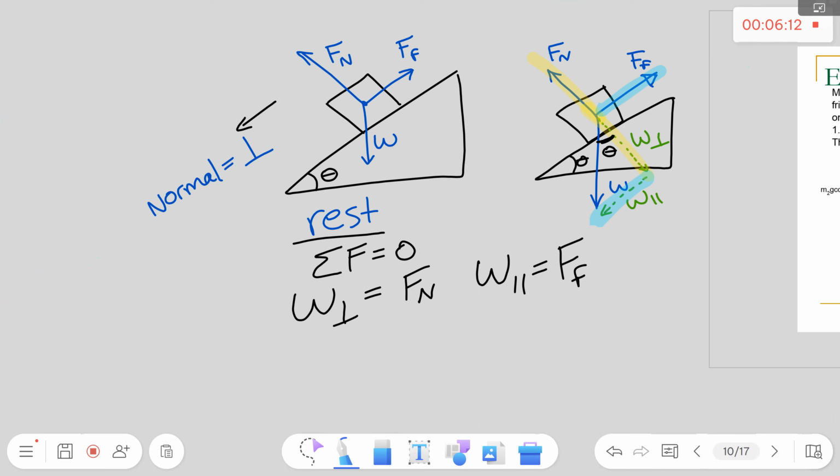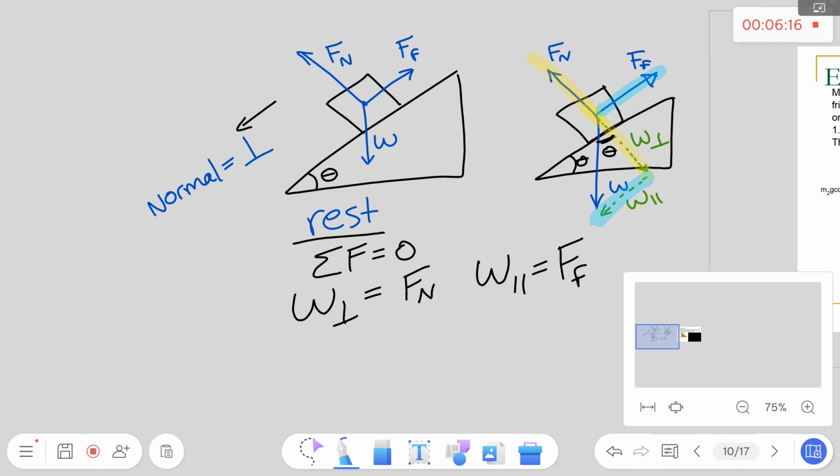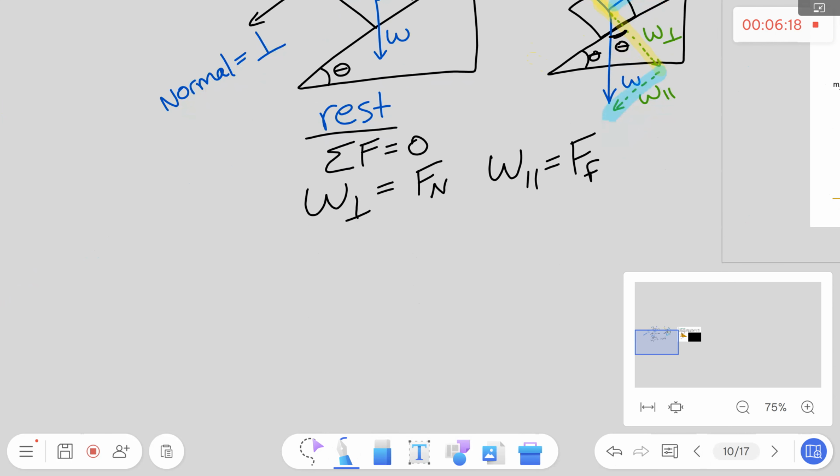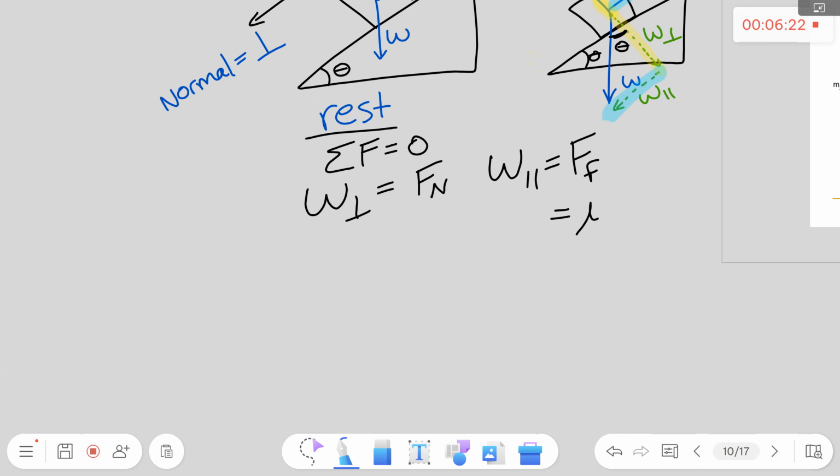Could we go down the rabbit hole and expand these even further? Well, sure. Do I have a formula for frictional force? Well, yeah. So this could be like mu sub s force normal equals weight perpendicular. You could do that. Could we expand it just a tad bit more?